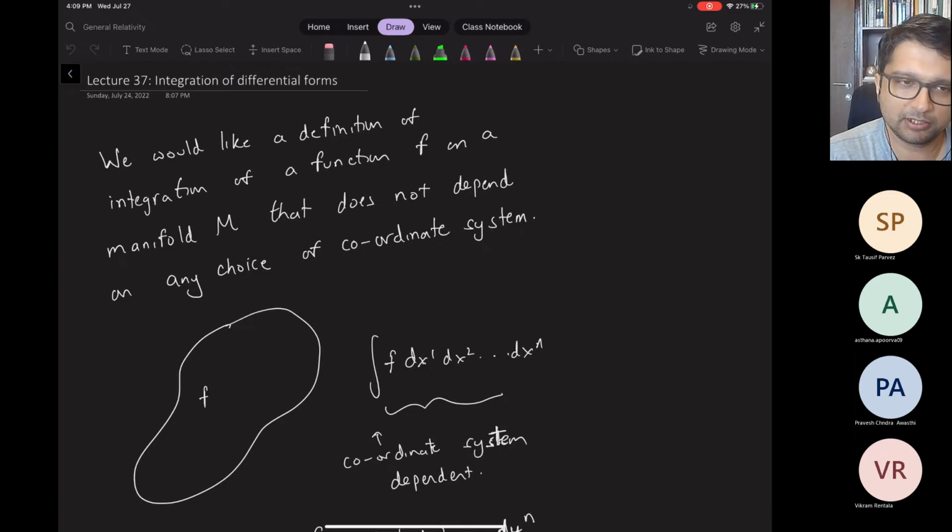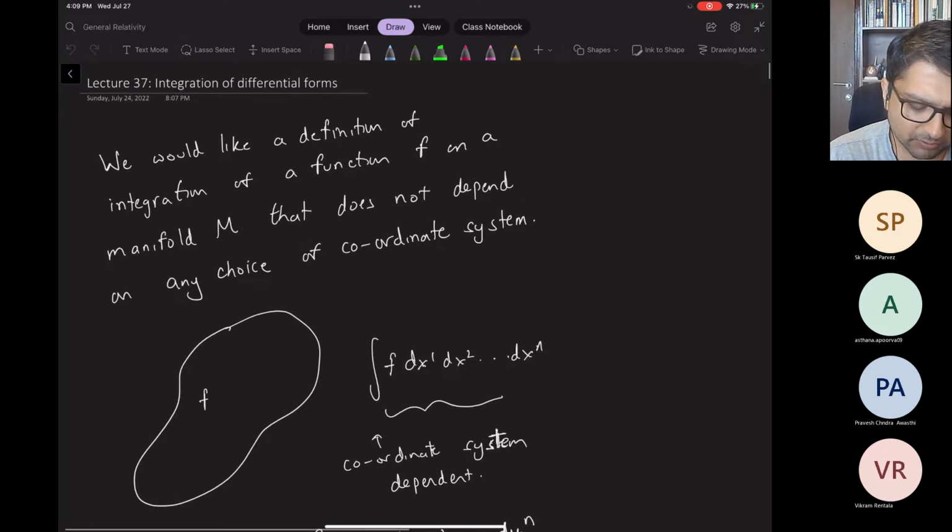Now, it turns out that this is the natural choice of objects to integrate on a manifold, or on submanifolds. So this is probably the most important reason why we introduced differential forms to begin with. So let me explain why you need them in general. Let's start with something more basic.